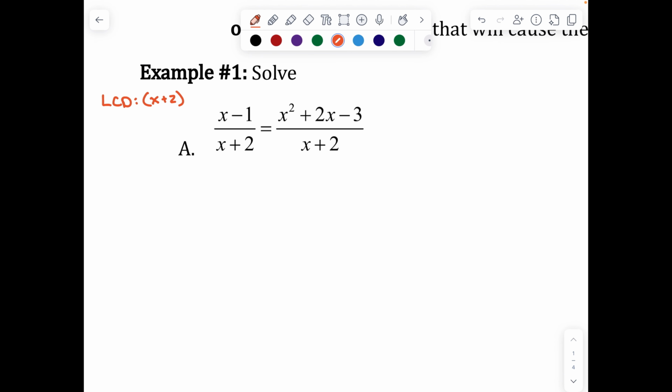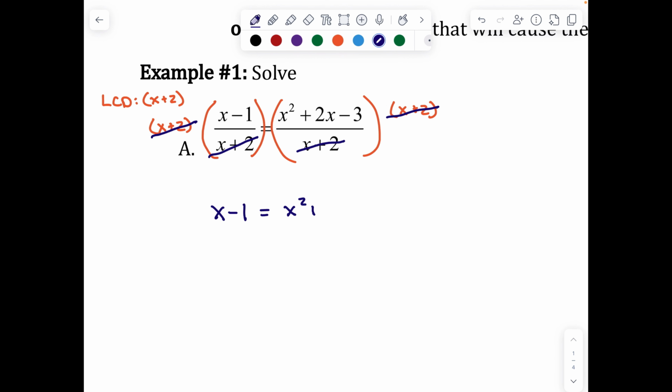So we are just going to multiply both sides of our equation by x plus 2. So we're multiplying the right-hand side by x plus 2 and the left-hand side by x plus 2. When I multiply x plus 2 times x minus 1 over x plus 2, our x plus 2's simplify out, and we're just left with x minus 1 on the left is equal to, well, same thing happens on the right-hand side. Our x plus 2's are gone, so we're just left with x squared plus 2x minus 3.